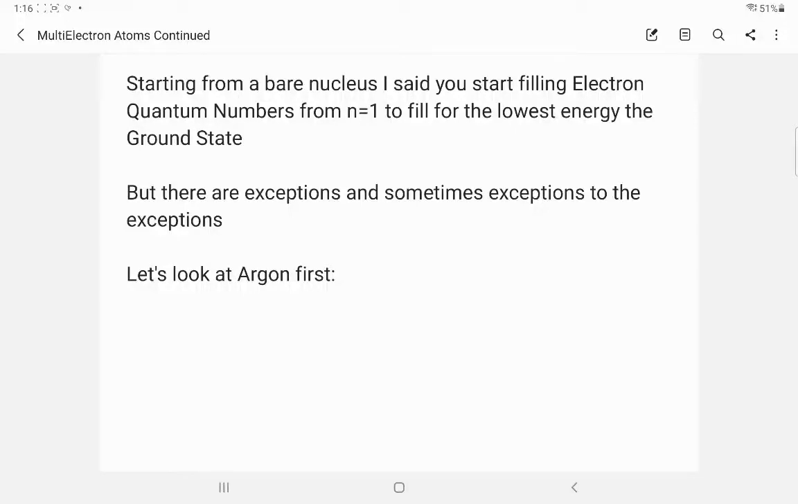This lecture is a continuation of talking about multi-electron atoms and the quantum mechanical configuration of how the electrons are distributed around the nucleus in these atoms.